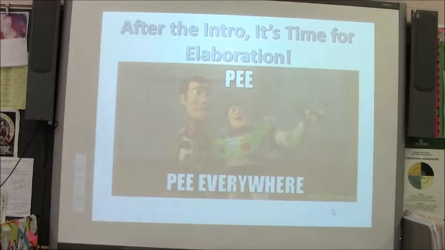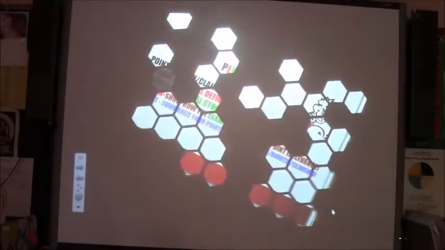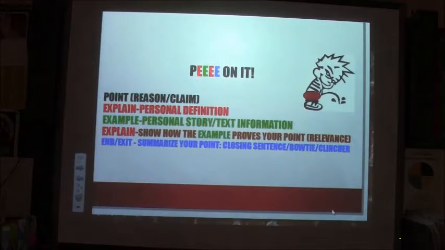As I just said, after the intro, it's time for elaboration. So we're going to pee everywhere. Specifically, in the paragraph, this is of course an acronym, and the acronym stands for P on. Now notice right here, of course the first P is the point, and in our school, as I was saying in the other video, we color code the information, so you can see that explanations are in red. Examples are underlined in green, and then our exit closing sentence will be in blue.